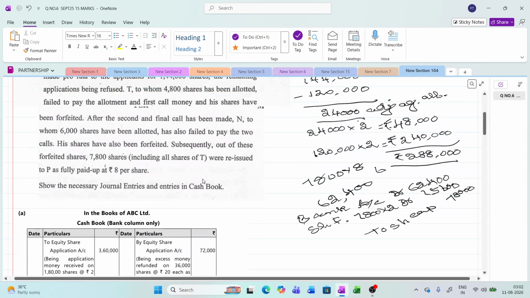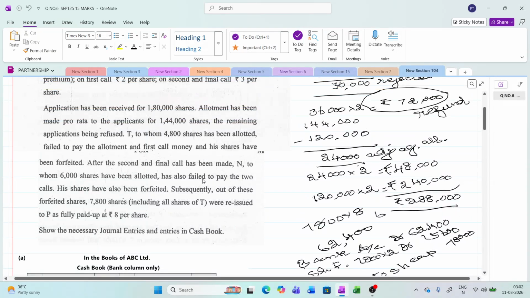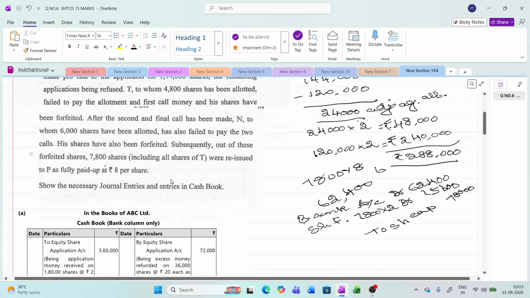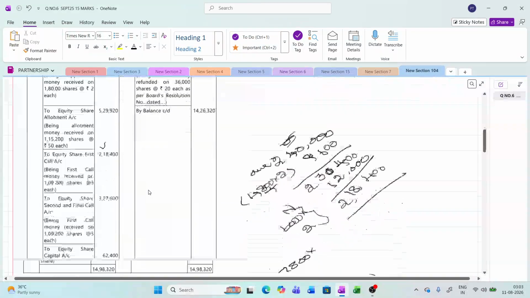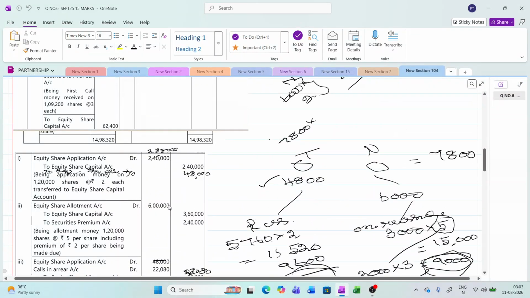Second point is coming to your allotment due. So we have to make allotment due for 1,20,000 shares. For 1,20,000 shares, the allotment is 5 rupees, including a premium of 2 rupees. So 1,20,000 into 5 is 6 lakh rupees. The due amount is 6 lakh rupees. In the capital account, it will be 1,20,000 into 2, 2,40,000, and 3 into 1,20,000, 3,60,000 will go into our capital account. See, 6 lakh rupees and 3,60,000 to 2,40,000.